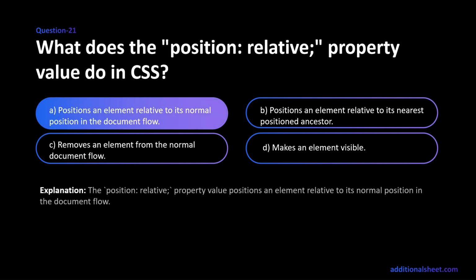Correct answer is option A. The position: relative property value positions an element relative to its normal position in the document flow.